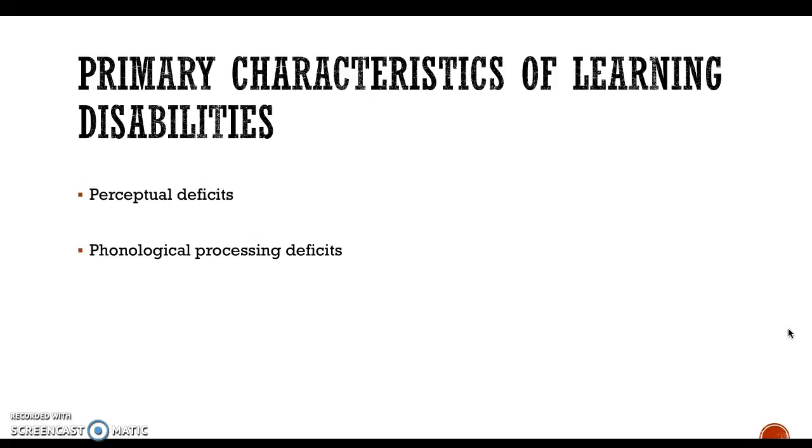So primary characteristics of learning disabilities include perceptual deficits and phonological processing deficits. One indication of a learning disability is a perceptual deficit. Perceptual deficits occur because the brain misinterprets sensory information. 80% of students that are LD have problems reading. It appears that deficits in phonological processing underlie difficulties learning to read.